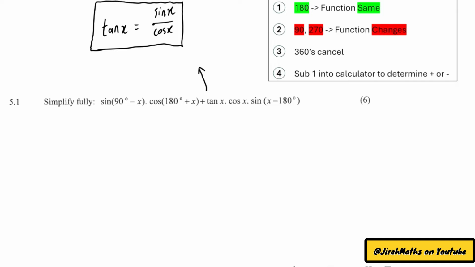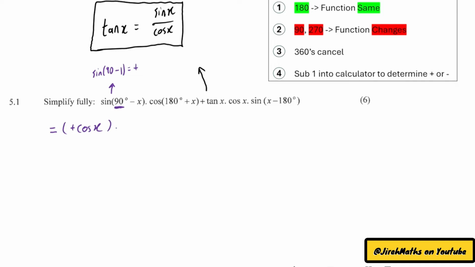For the first one, sine 90 minus x. Because that is 90, we are going to use the second rule. So the function changes. So that sine becomes a cos x. But we need to know the sign, whether it's positive or negative. So we substitute sine 90 minus 1. That gives us a positive. So that's a positive cos x. I'll put that in brackets.